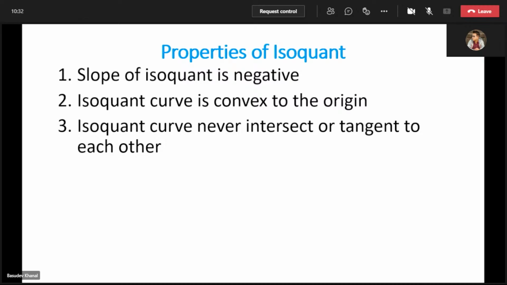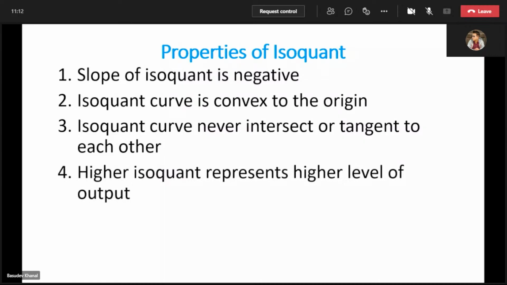Next one, isoquant curves never intersect or are tangent to each other. If two isoquants either intersect or are tangent to each other, the different levels of output will be equal at the tangency or intersection point. That's why it is not possible. I have already displayed that when two isoquants, let's say IQ1 and IQ2, intersect, the different levels of output will be equal at the intersection point. You should also explain in detail by using one diagram of intersection or tangency.